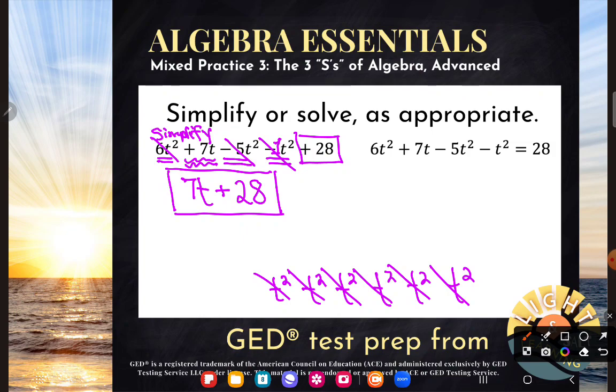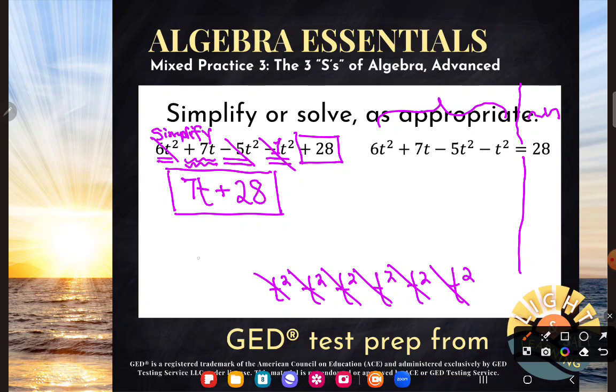This time I see 6t squared plus 7t minus 5t squared minus t squared equals 28. That's the key here, the equal sign. This is not just one expression. This is one expression related to another expression. The relationship between them is equality, but still I have a relationship between two expressions, so therefore I can solve.